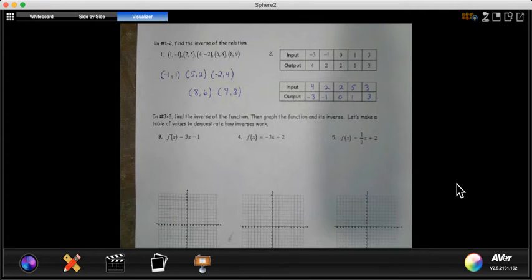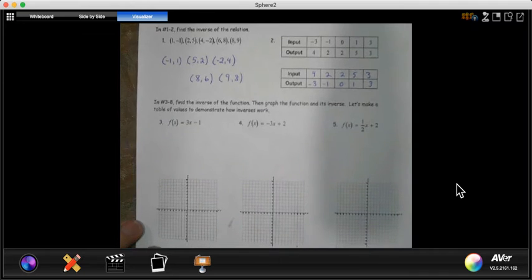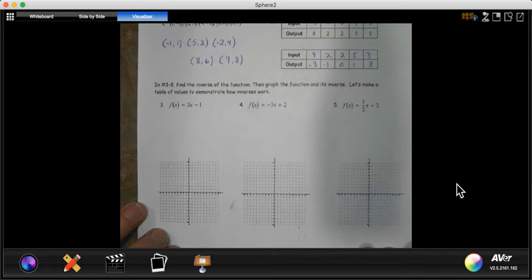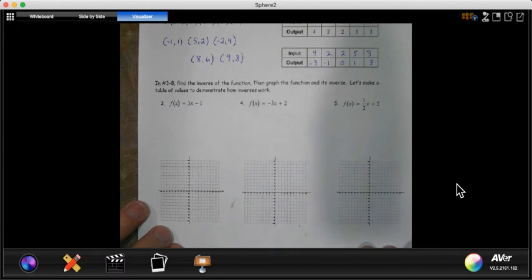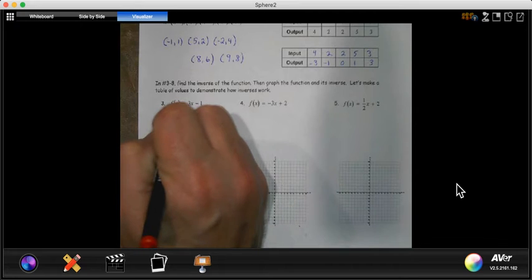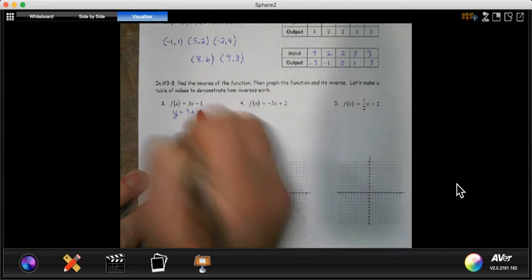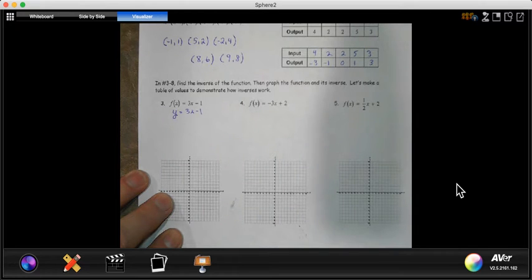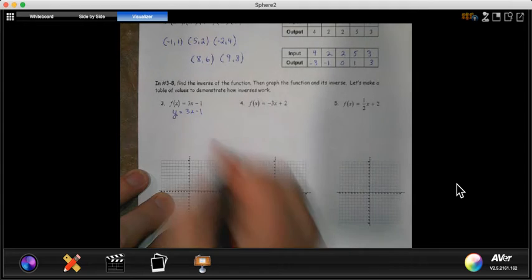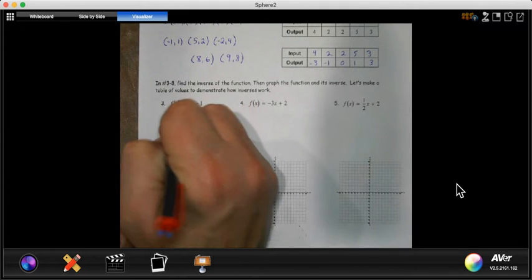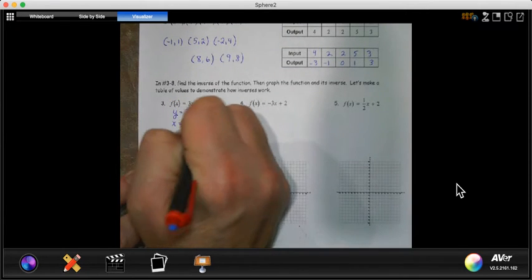Okay. So now how to calculate the inverse of a function? Well, if the x's and the y's change places, then let's do that. So in this problem, we're going to replace the f of x with a y. So we get y equals 3x minus 1. So now it's an equation notation rather than function notation. Switch the x and the y. So we get x equals 3y minus 1.